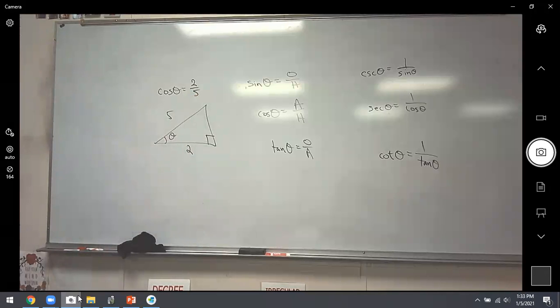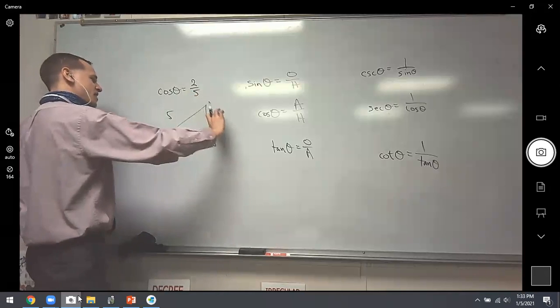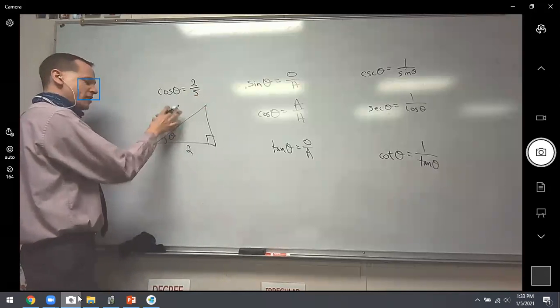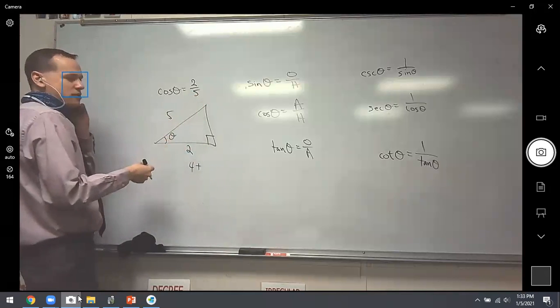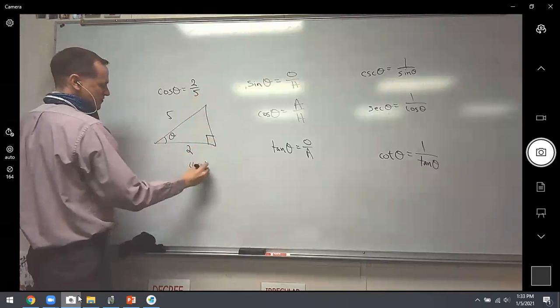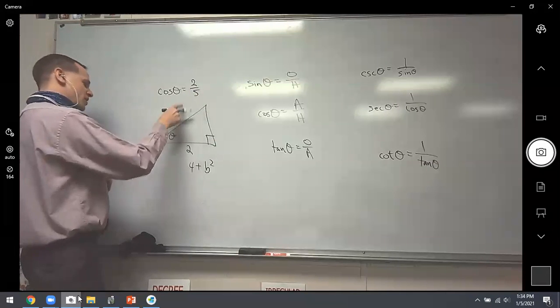How could I find the missing side? Pythagorean theorem. Yep, don't forget your Pythagorean theorem. So what's Pythagorean theorem say? This squared plus that squared equals that squared. So 2 squared, 4, plus the unknown. What do you want to call the unknown? B? I heard B first, so we're going to do B. 4 plus B squared equals 25, right?